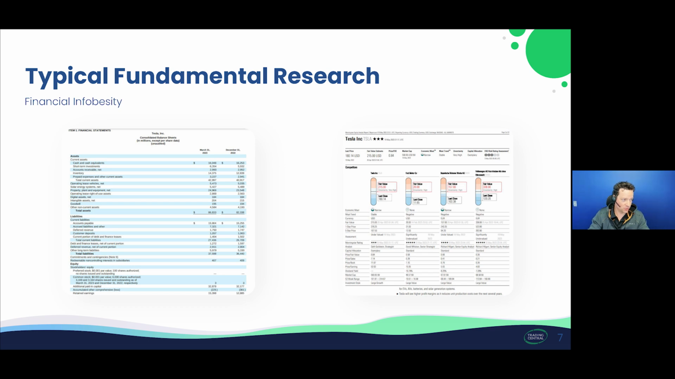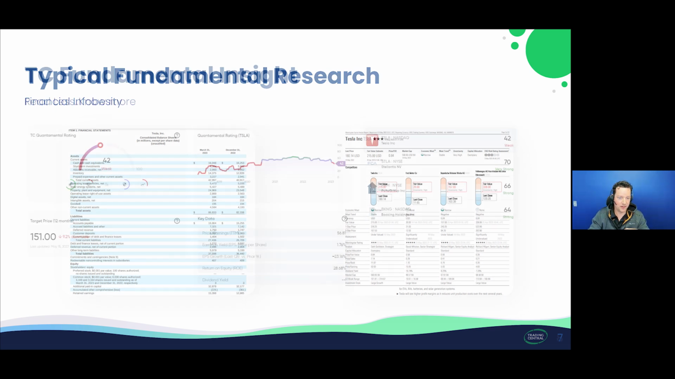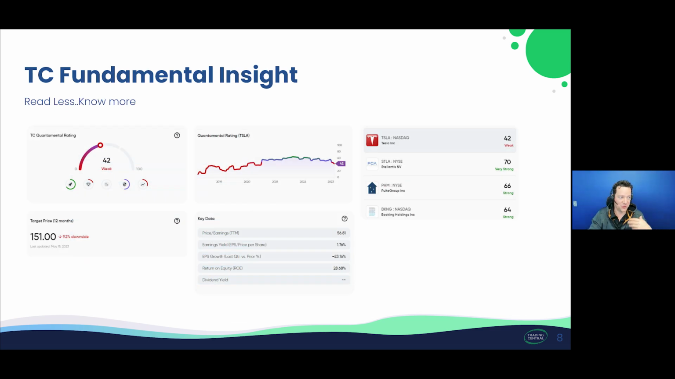So here's the old school type of reports, right? Now we've kind of changed it to make it more visually appealing, bringing to the forefront what's actually important to an investor or trader.